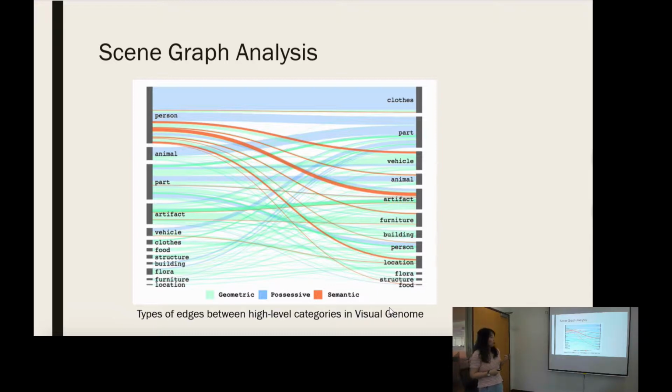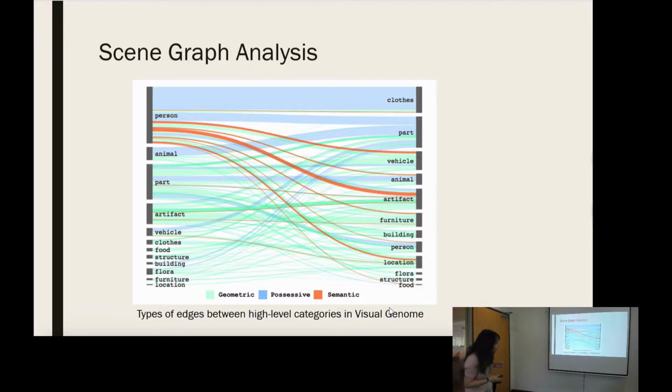We also draw the graph between different relation pairs. This is the head node, and this is the tail node, and the relations are annotated with different colors. Here, we can see the clothes and the parts are mostly linked by the possessive relations, which makes sense, like the clothes and parts belong to something of the head object.